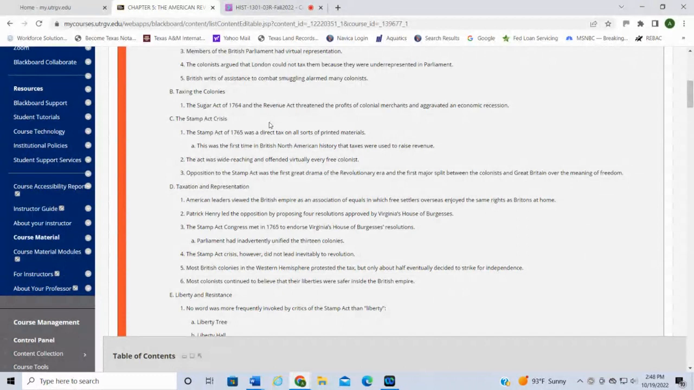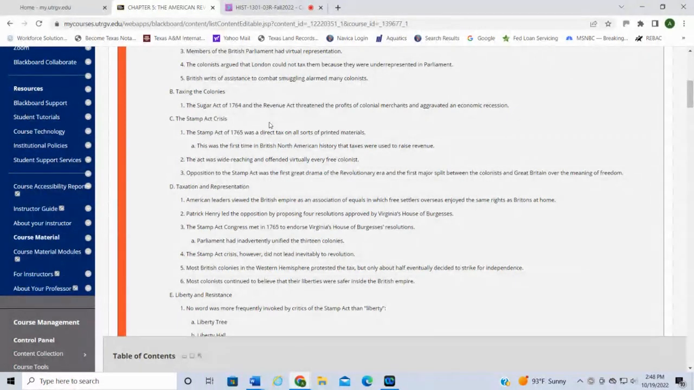Remember, we talked about this in the last chapter, how a lot of newspapers were coming up. There were a lot of printing presses going about. So the Stamp Act was a direct tax on all sorts of printed materials. Now, this was the first time in British North American history that taxes were used to raise revenue, right? Because originally, like I said, the taxes were just meant as a way to fund the government, to allow the government to keep operating.